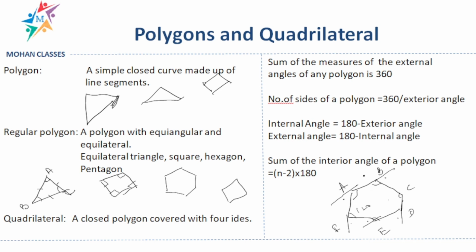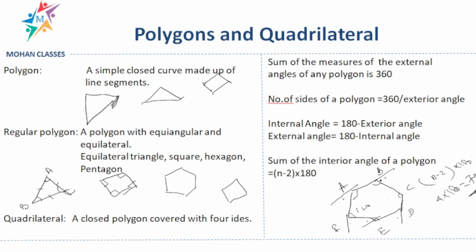Then what about the interior angles? The sum of the interior angles is equal to n minus 2 into 180 degrees, where n means the number of sides. Here it is 6, right? So 6 minus 2 is 4. 4 into 180, what will you get? 720. So in a hexagon, the interior angle is 120. We are having 6 angles. 6 into 120 is 720. Clear?